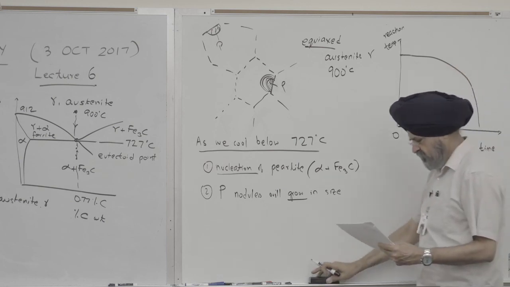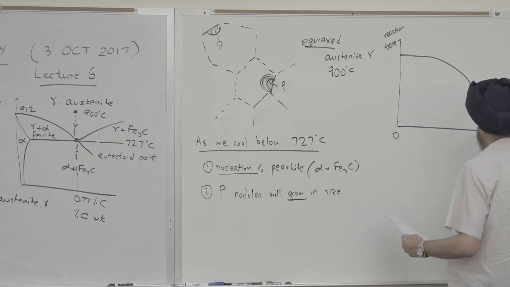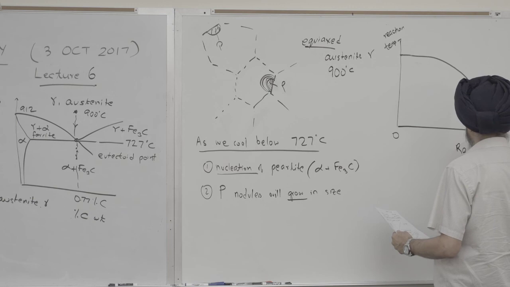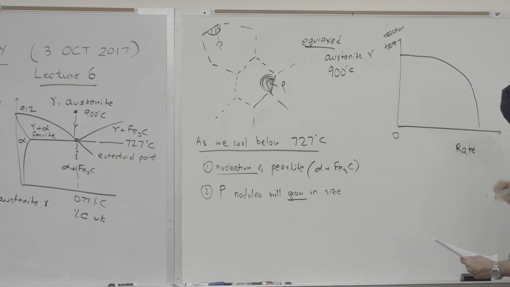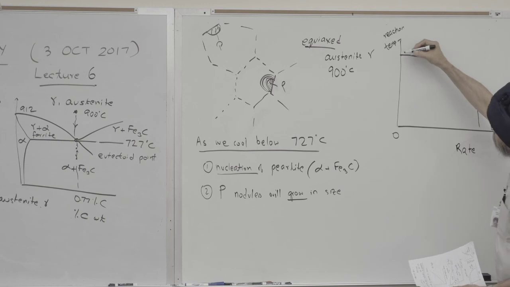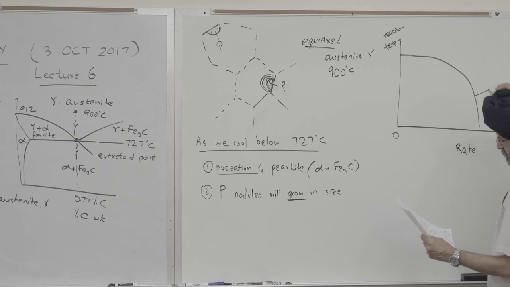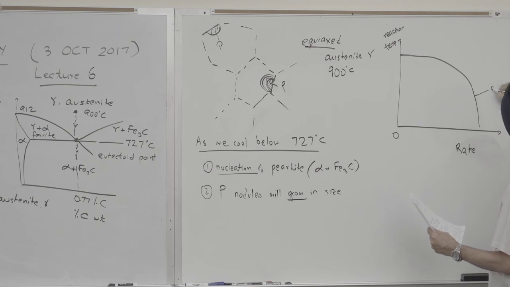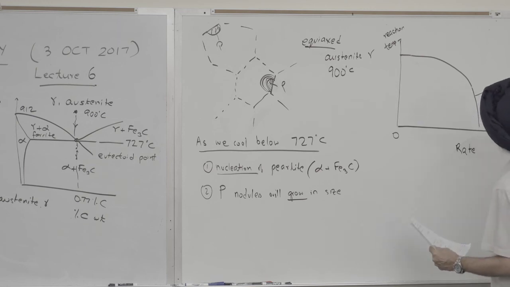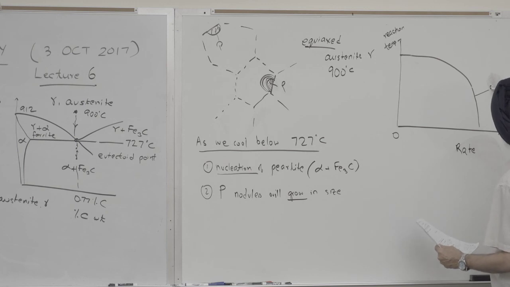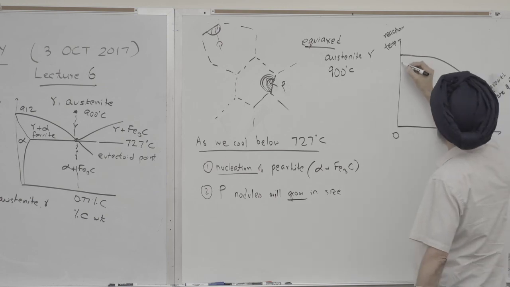So I did this wrong. So this is rate. This is rate of reaction, rate of nucleation, rate of growth. So as the temperature decreases, the growth rate increases. So did I say growth rate? Let me call this the growth rate. That's the growth rate of the pearlite. There is also a nucleation rate. I'll draw the nucleation rate dotted.